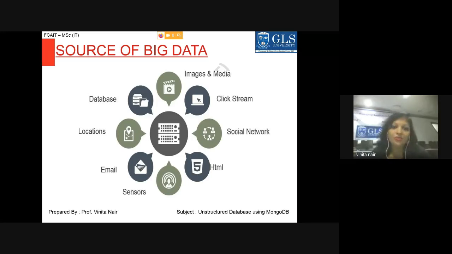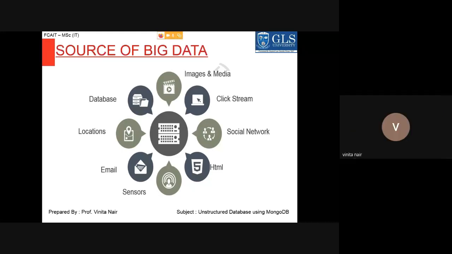Another category is email. We know that an email has a particular format: To, CC, BCC, and the subject. But the body cannot be limited, and it can have any type of information. So that is one of the sources, and the regular database can also come into the category of big data.